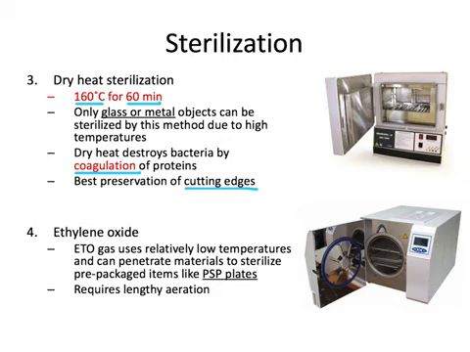Lastly, we have ethylene oxide. Ethylene oxide gas uses relatively low temperatures, especially compared to the previous two methods, and can penetrate materials to sterilize pre-packaged items. The best example I could come up with are PSP plates used in x-rays. So PSP plates have these thin, like plastic packages after they're used, and you put them in new packages. And so ETO is the typical go-to sterilization method for those. It does require a lengthy aeration process, though.